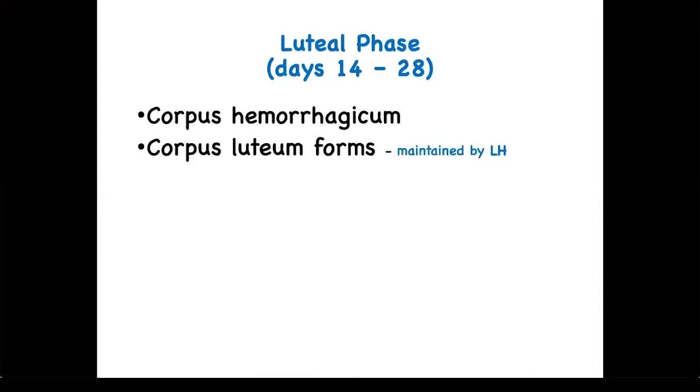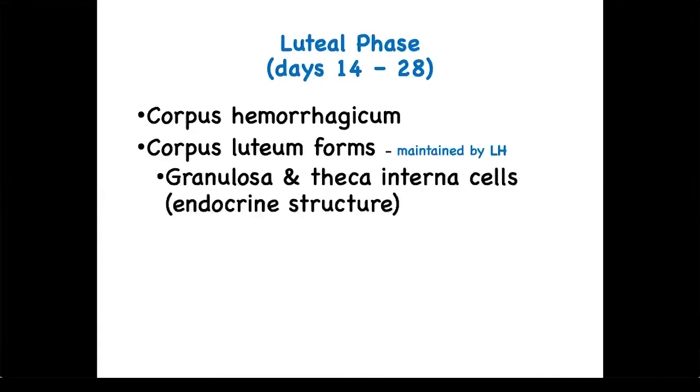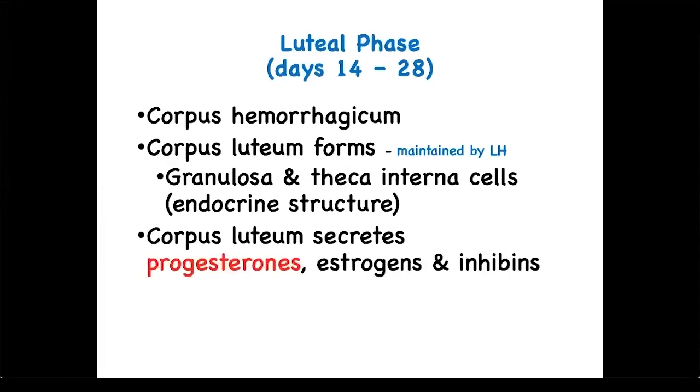The corpus luteum is maintained by luteinizing hormone. It will function as an endocrine structure and will consist of the granulosa cells and the theca interna cells. The corpus luteum will release primarily progesterone, but also estrogens and inhibins. As these levels increase in the blood, they will inhibit the release of LH.